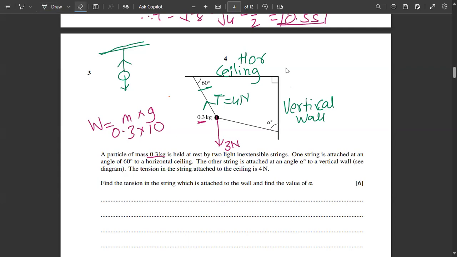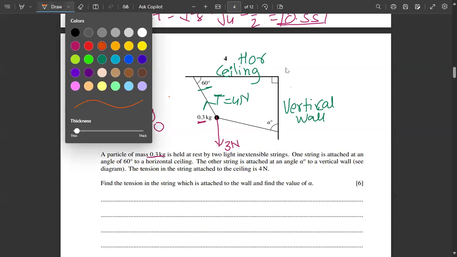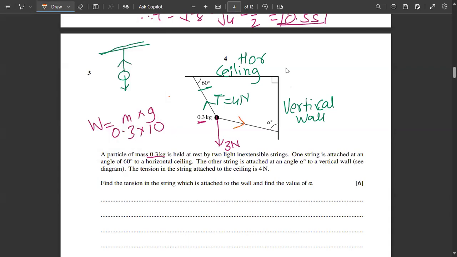Find the tension of the string which is attached to the wall and find the value of alpha. So what we have to do is find the value of this tension here. This is the tension of the ceiling string. This is the tension of the vertical wall string. So how do we find the tension of the wall string and how do we find alpha?